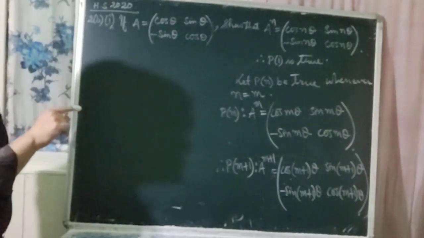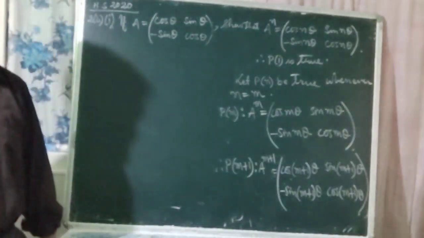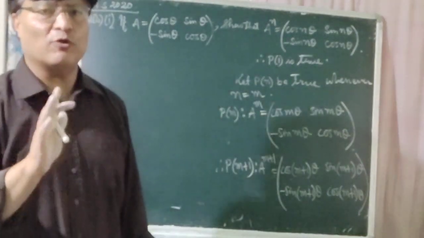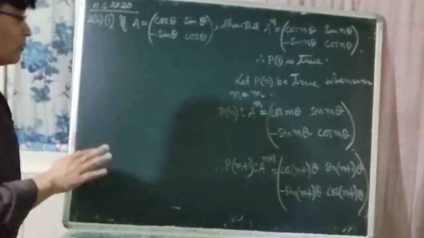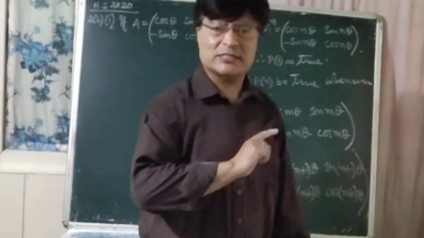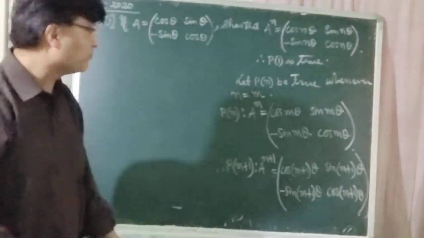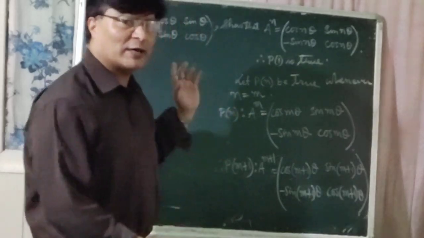So here n is a positive integer, meaning all the values of n are natural numbers. That is, n is equal to 1, 2, 3, 4, etc. You have to prove that this is true for all natural values of n. So we have already proved that P of 1 is true.